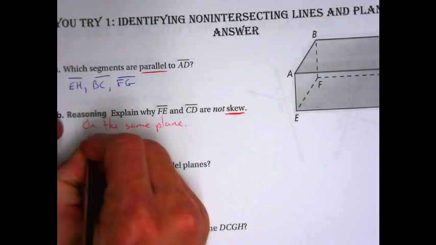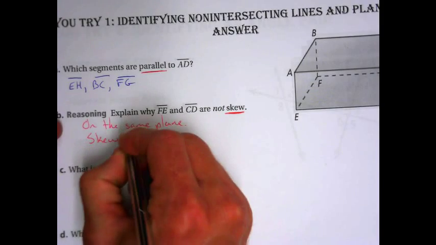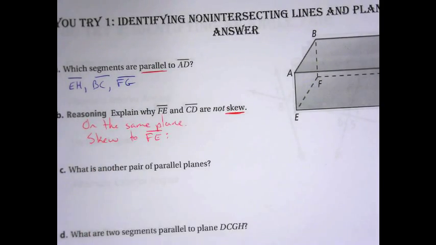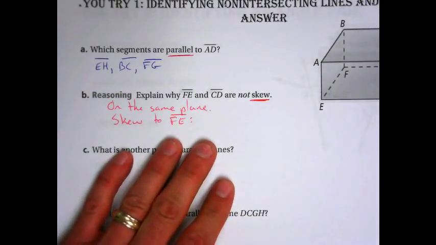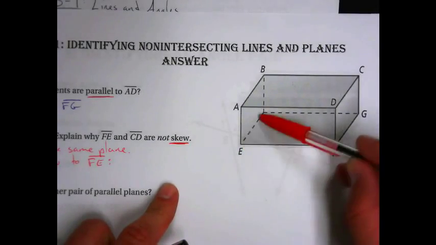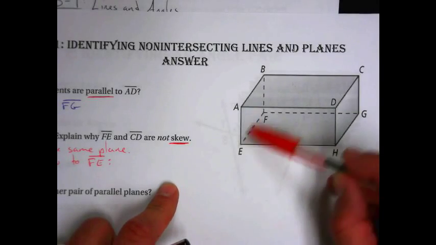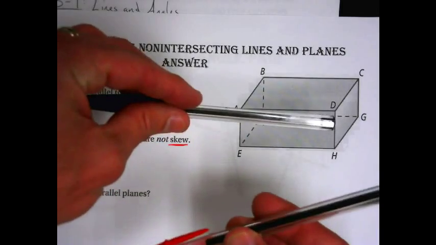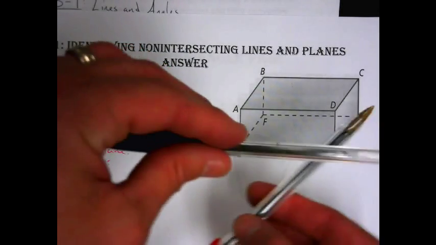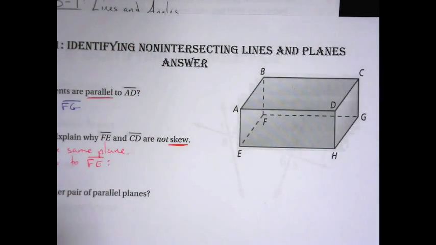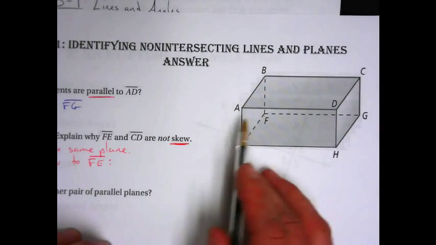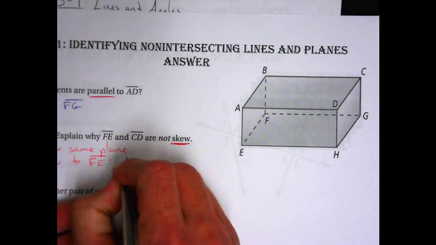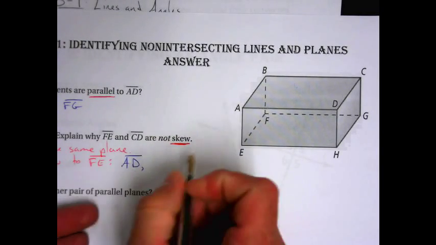What would be skew to segment FE? Let's make up our own question now, which is a neat thing. We look at FE, here's segment FE, and we're visualizing what's going on here. Skew means not parallel and not on the same plane, so off the plane and not parallel. Skew to FE could be AD, for example. Segment AD is not parallel and not on the same plane. That's skew to FE.